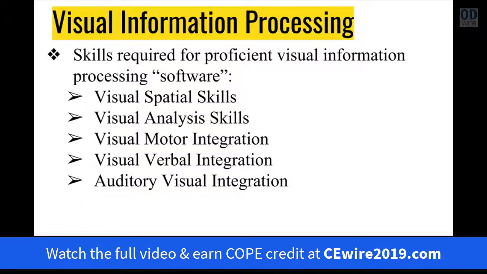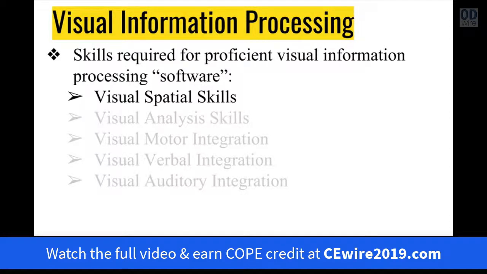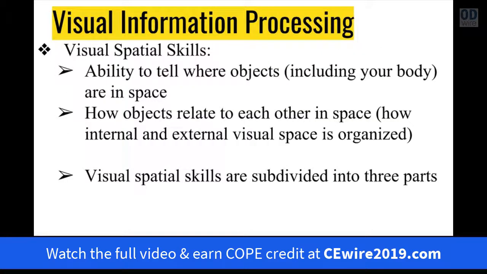The skills that are required for proficient visual information processing, or to have good software, include visual spatial, visual analysis, visual motor integration, visual verbal integration, as well as auditory visual integration. And we're going to be going through all of these step by step. So let's start with visual spatial skills.